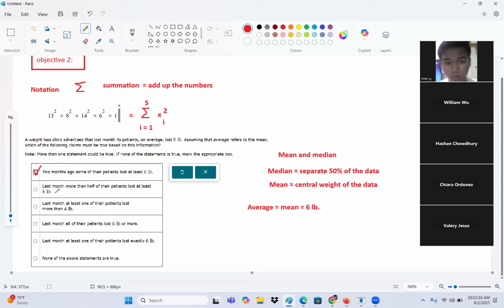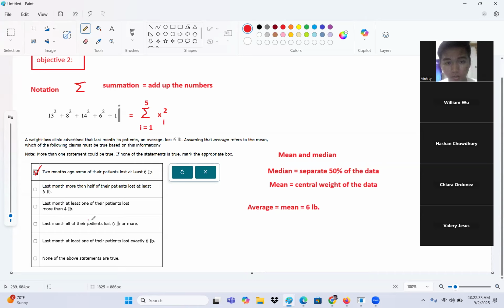Last month, more than half of the patients lost at least 6 pounds. That is not correct. Last month, at least one of the patients lost more than 4 pounds. That is not correct.